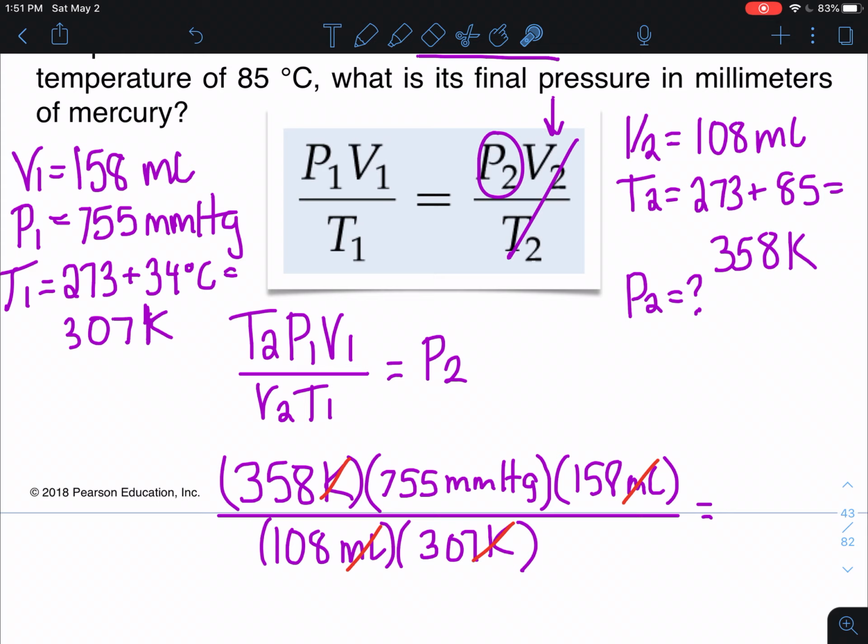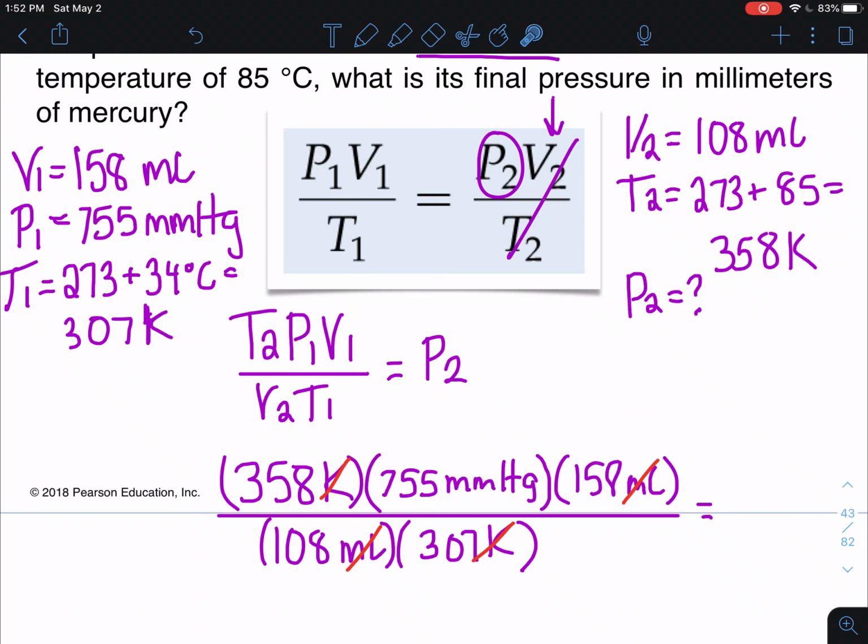But let's look at what's happening with volume. So our volume started off at 158 and it went down to 108. Okay, so the same kind of relationship here. Volume went down, so if our volume went down, our pressure should definitely increase. Okay, and that is also exemplified by the fact that temperature goes up as well.